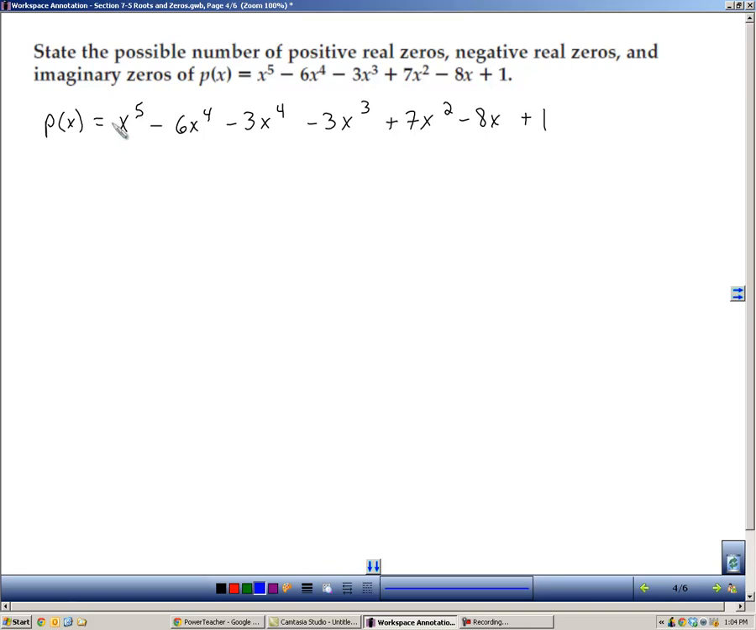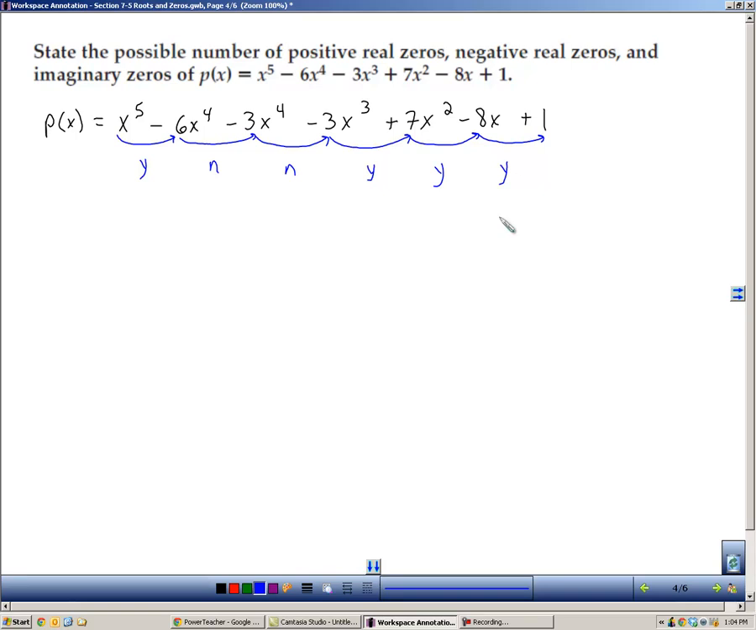So here, the coefficient of the x to the fifth term is positive, and it goes to negative. So this is a change in sign. We say, yes, that's a change. Here, this one's negative, and it stays negative, so that's a no. Negative stays a negative, because negative 3 stays a negative 3. Negative 3 changes to a positive, so that's a change in sign. Positive 7 then becomes a negative 8, so that's a change in sign. And negative 8 becomes a positive 1. So that's a change in sign.